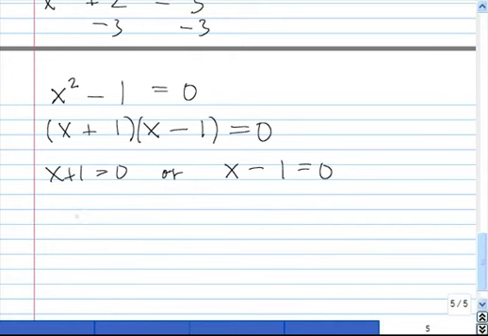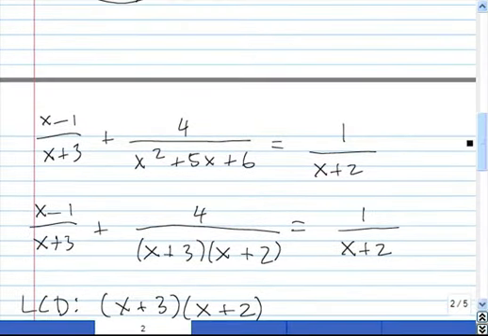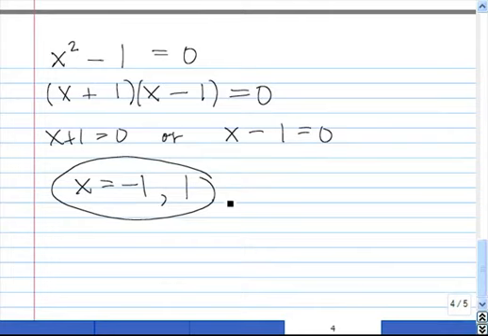So the value we get from x plus 1 equals 0 is x equals negative 1. The value we get from x minus 1 equals 0 is x equals positive 1. And once again, I'll leave you to check these two solutions in the original equation of x minus 1 divided by x plus 3 plus 4 divided by x squared plus 5x plus 6 equals 1 divided by x plus 2. Okay, so if you plug in 1 and negative 1 to the x's here, both sides of the equation should balance. And if they do, it means neither of them are extraneous solutions, and they both work. Okay, so I'll let you guys do that.